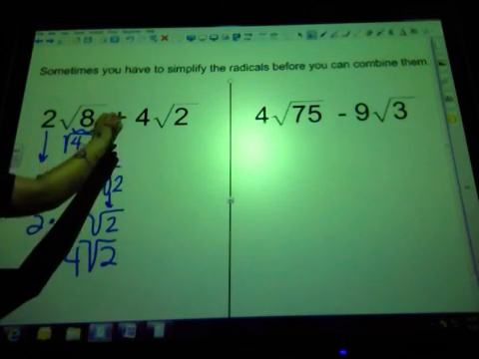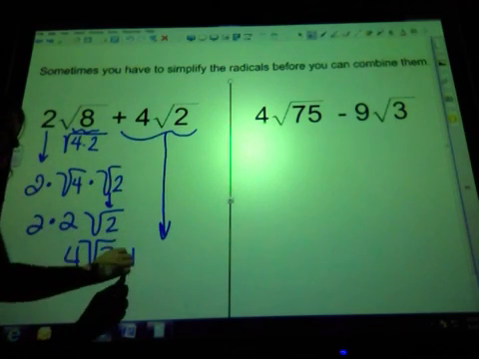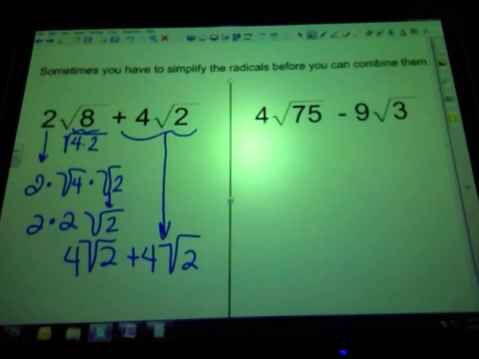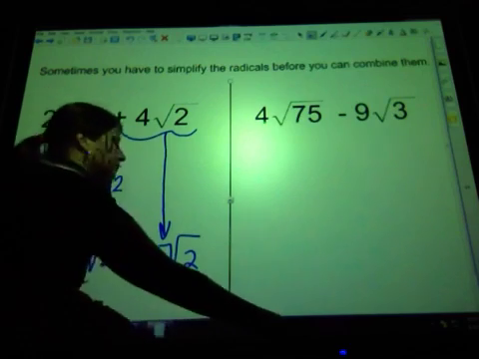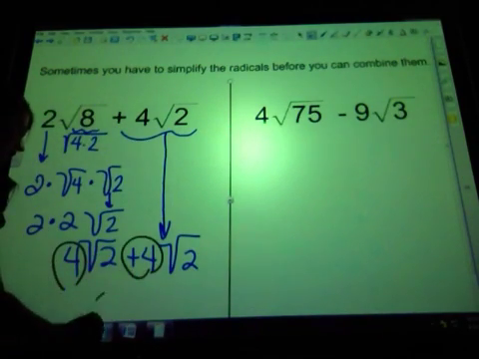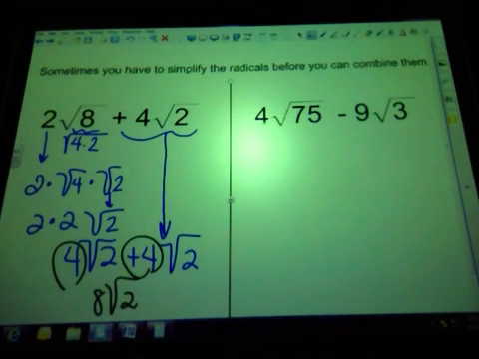And then, over here, I have this other plus 4 times the square root of 2. So we add our numbers that are in front of the square roots. So in this case, I'm going to add 4 plus 4 is 8. And then my square root of 2 stays the same. So 8 times the square root of 2.